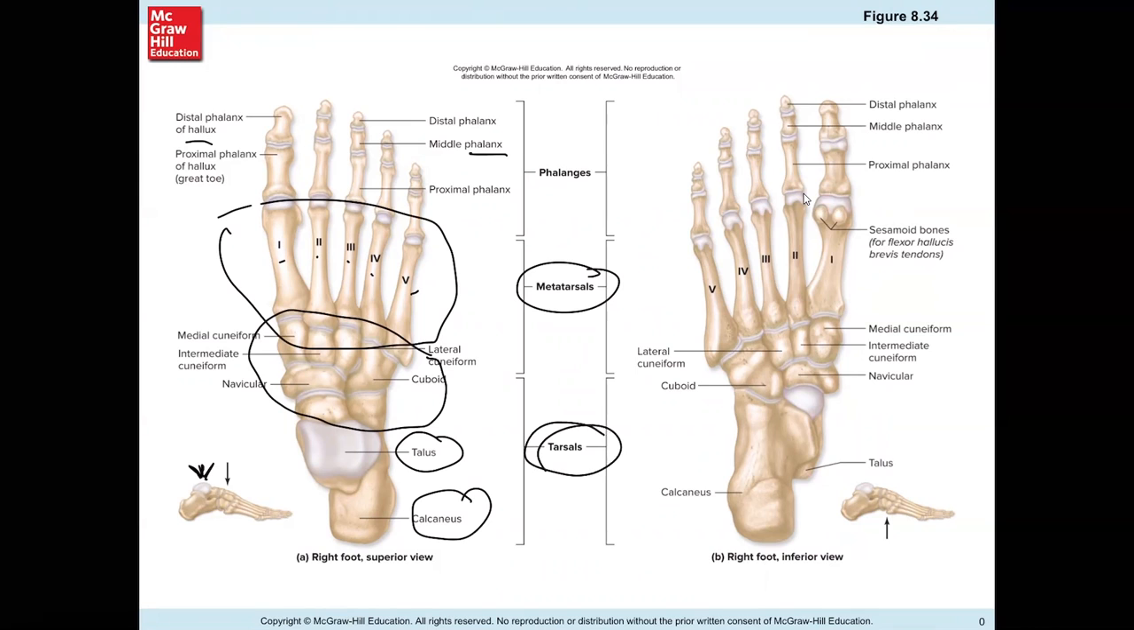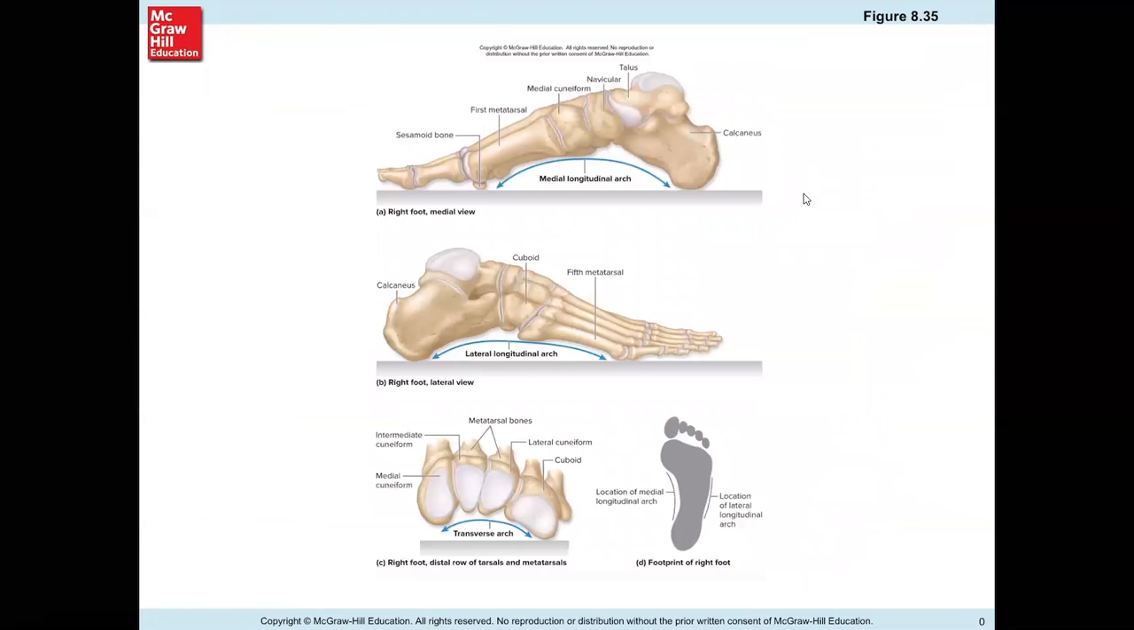Tarsals are the ankle bones. So you should know that. And that might be it. There's just another picture about it. It shows it. I think that's it.